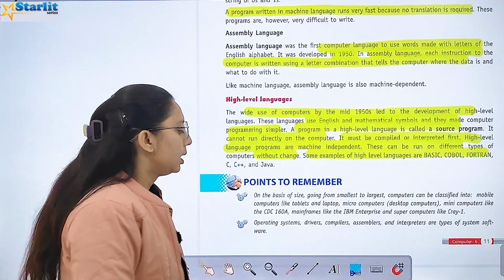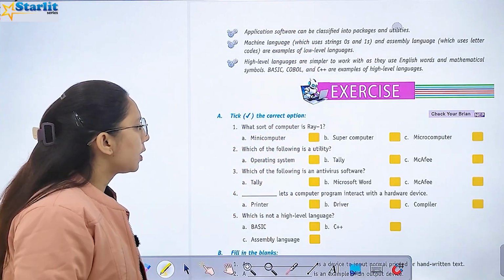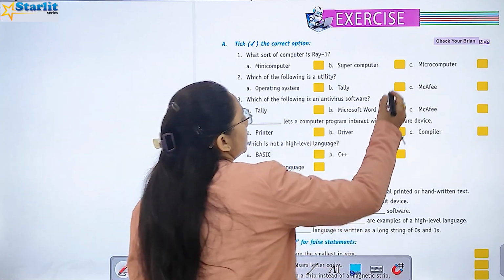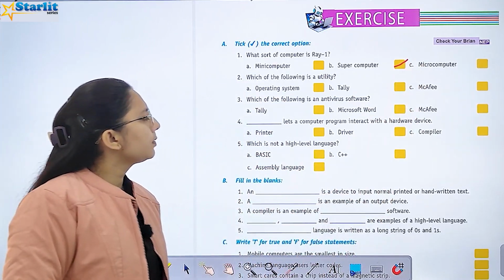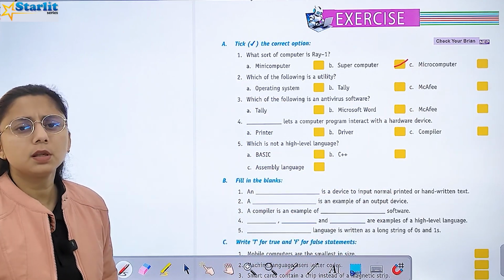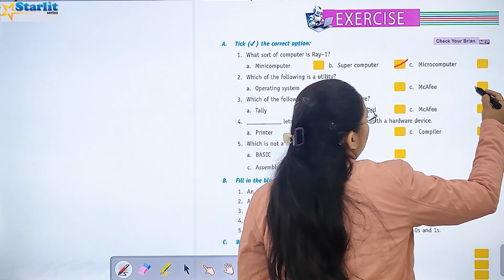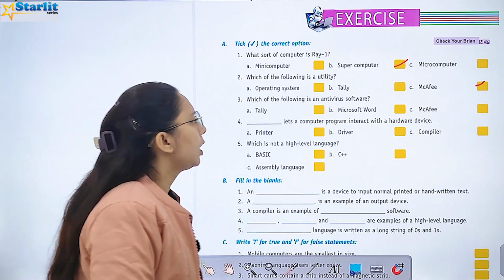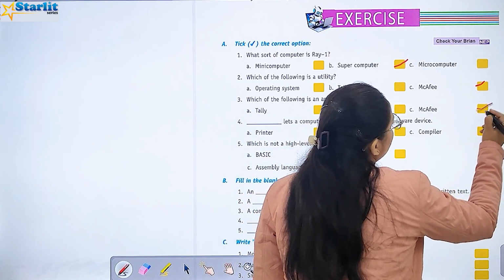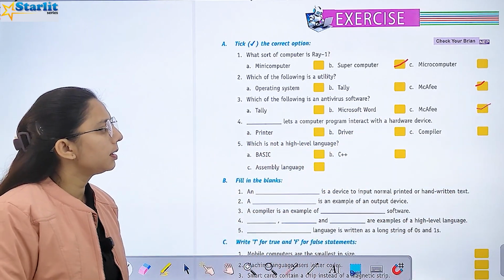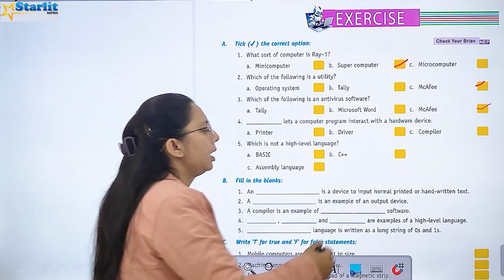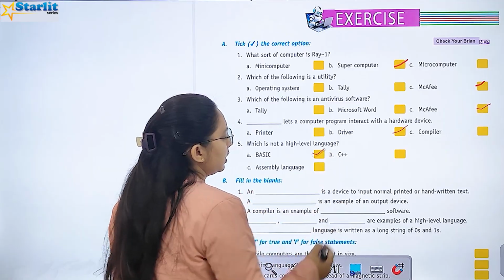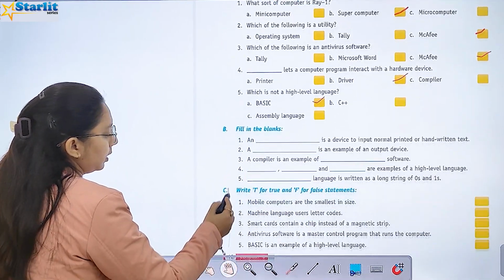Hope you understood. Now I will start with the exercise of the chapter. Now what sort of computer is RAID 1? It is a supercomputer. Next is which of the following is a utility? आपको बताना है इसमें से utility क्या है, आपका Mac free. Then we have which of the following is an antivirus software? तो आपका Mac free एक antivirus software है. Next we have dash lets the computer program interact with hardware devices. That is your driver. So which is not a high level language? Basic. It is not a high level language.